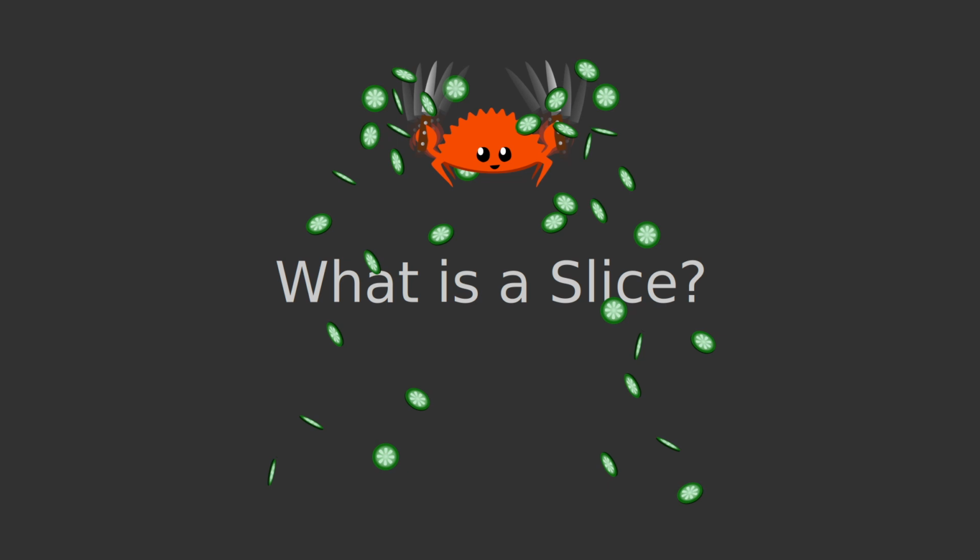There are some things in Rust that can be confusing for a beginner, more because of the terminology rather than the actual concept. I think the slice is one of those things. The first time we encounter the term slice in the Rust book is chapter 4.3.